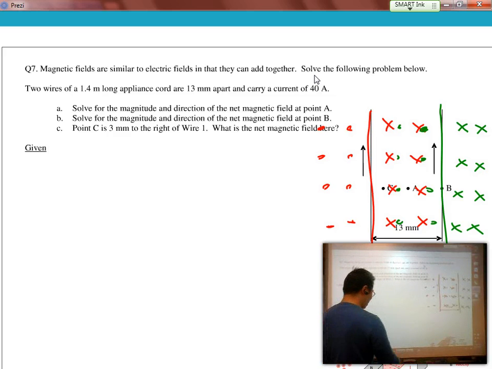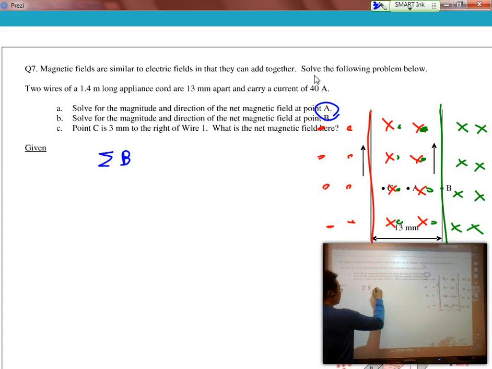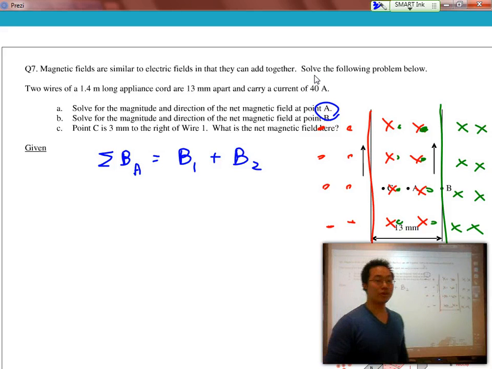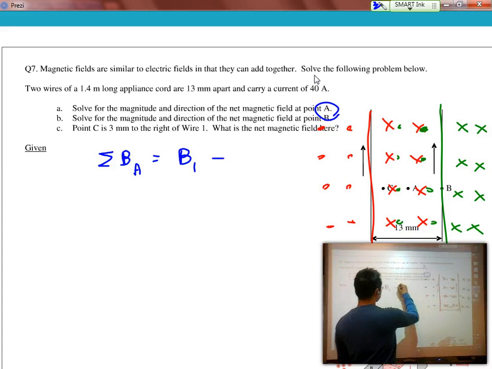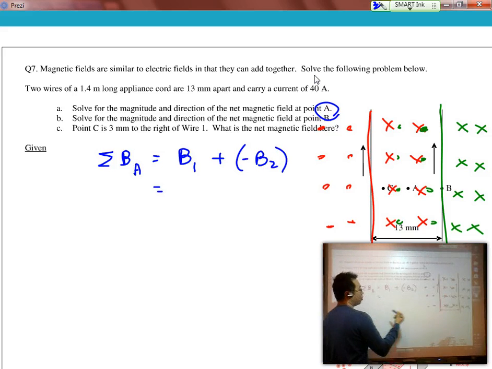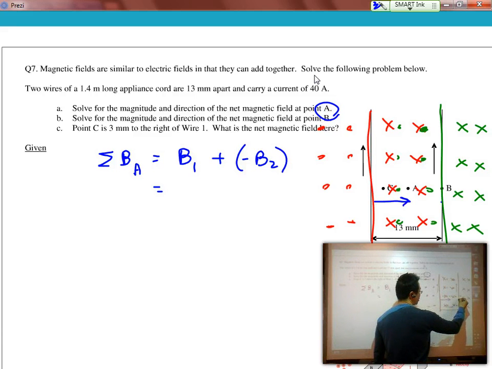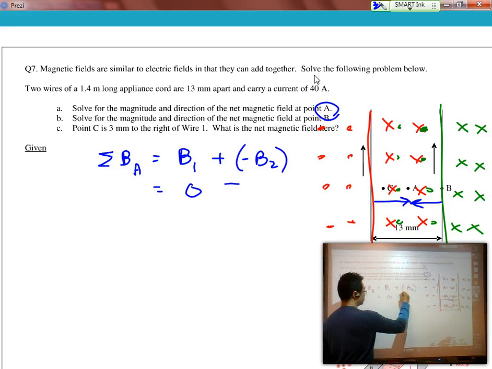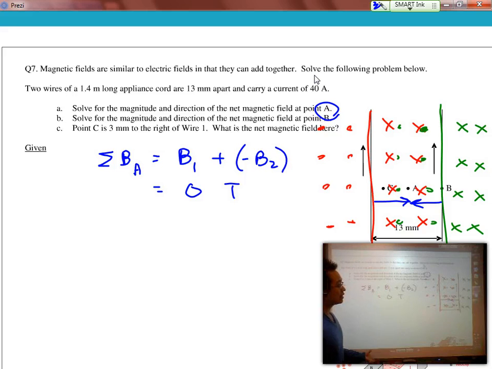So, of course, the magnetic field at point A, we're solving for the total magnetic field at point A, would equal B1 plus B2. But because B1 and B2 are pointing in opposite directions, they are really going to end up subtracting from each other. So as all the points at A are equidistant and it's the same current, same distance, the total magnetic field is equal to 0 Tesla. Easy enough.